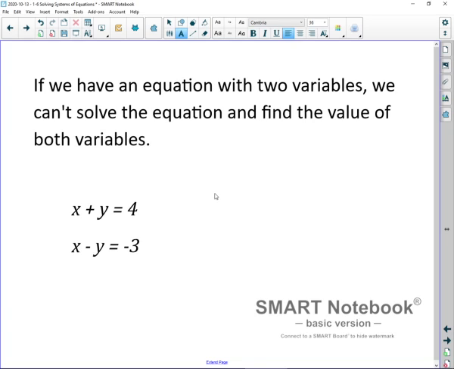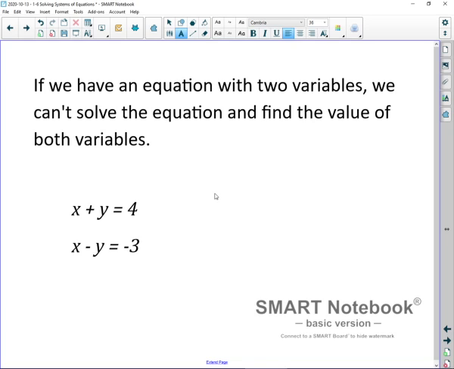If I had three variables, I would need three equations or three constraints to help me solve that and find the value of each one of those. So the number of variables and the number of equations have to be the same in order to come up with a unique solution to that. So that's generally what we're going to look at.